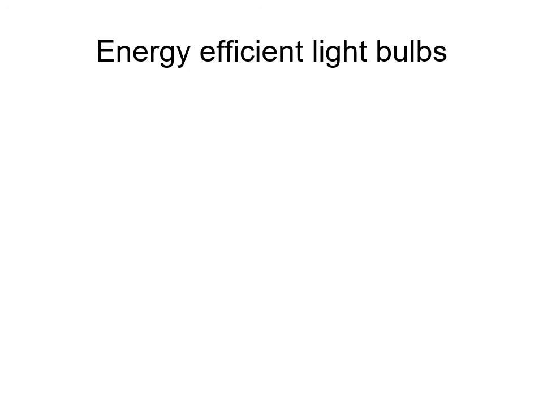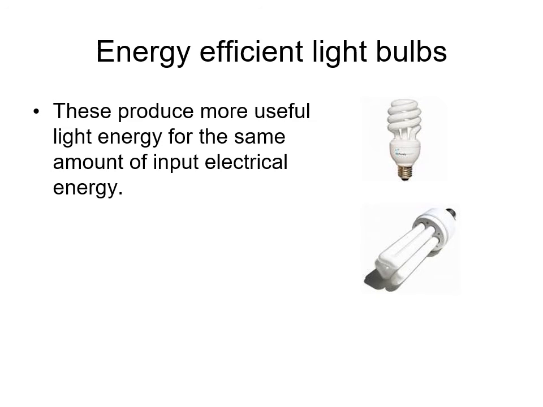Okay, and that's the example there I've used, energy efficient light bulbs. So in the energy efficient light bulbs, which I'm sure you have at home, what happens is that more of the electrical energy that's being put into the light bulbs is being used for light, and less is being wasted as heat energy.